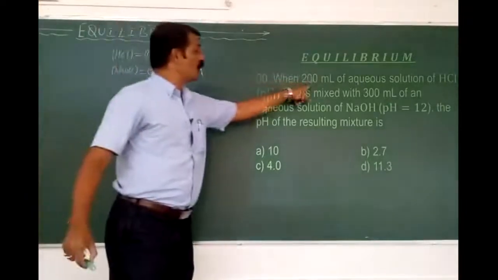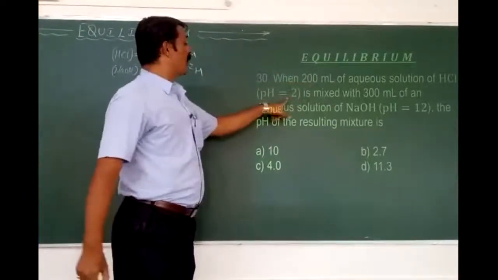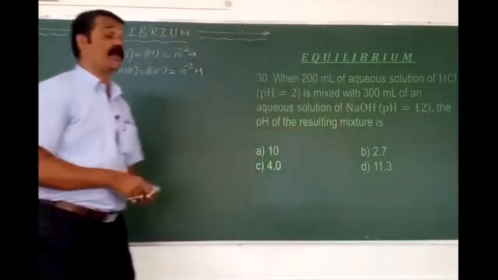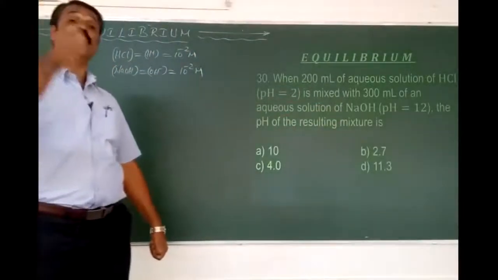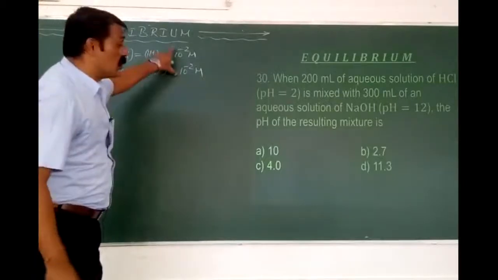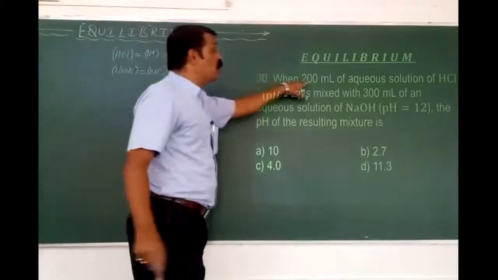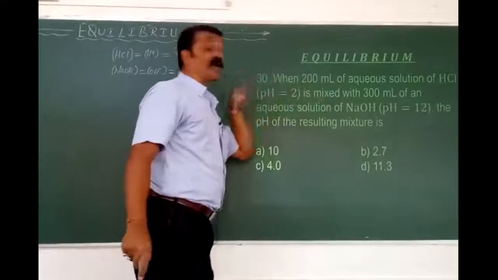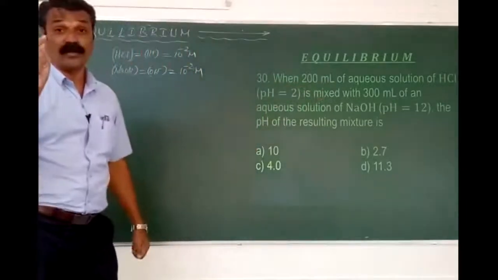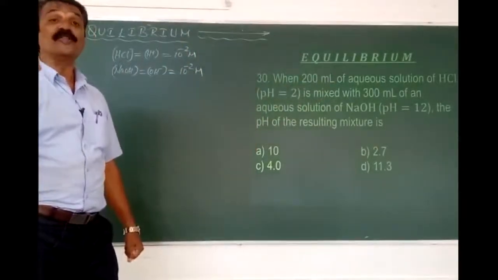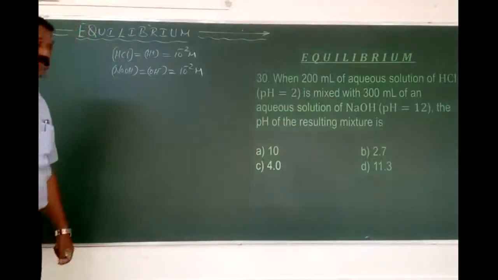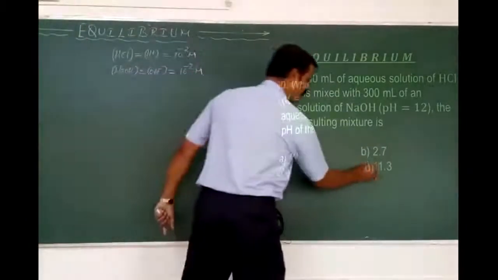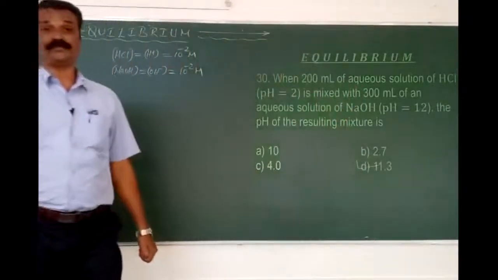Here we have 200 ml of 10 to the power of minus 2, and here we have 300 ml of 10 to the power of minus 2. The question is whether HCl is in excess or NaOH is in excess. As the concentration is the same, but here it is 200 ml of HCl and 300 ml of NaOH, we have more NaOH. More NaOH means the solution is basic. The solution is basic means the pH is greater than 7.